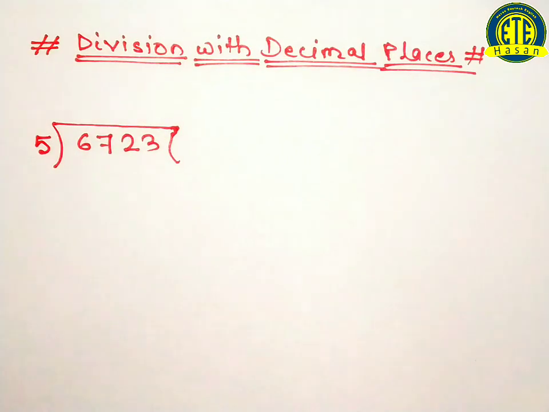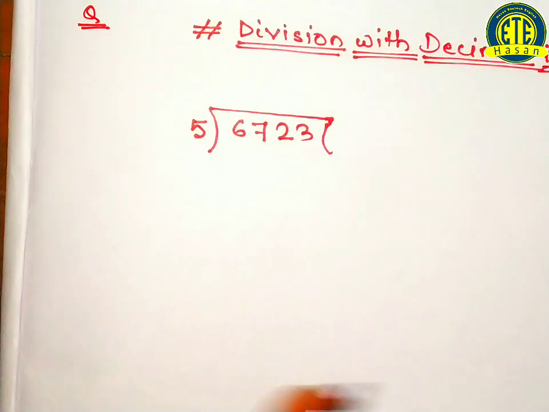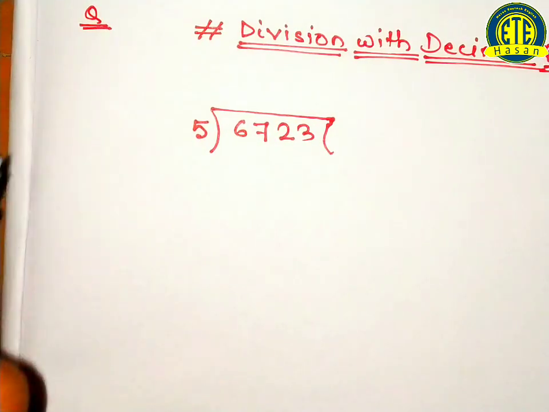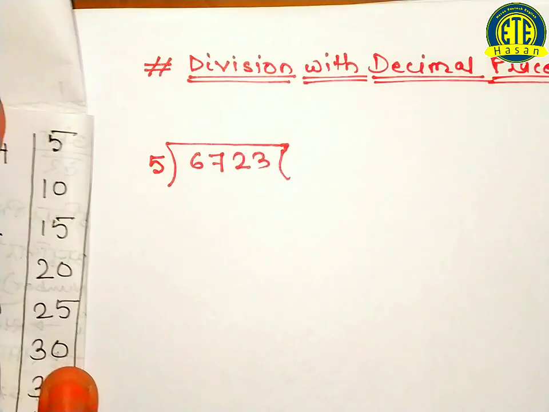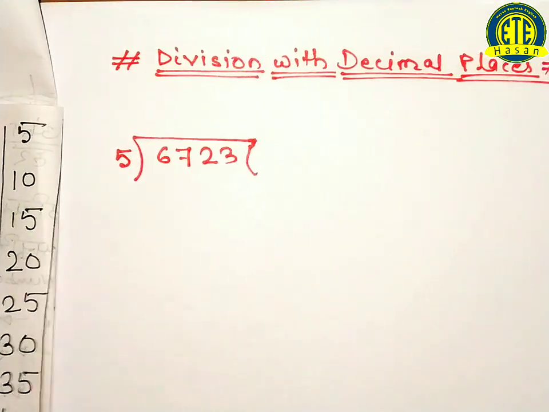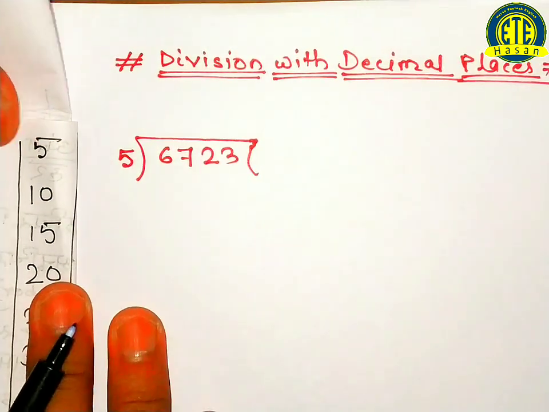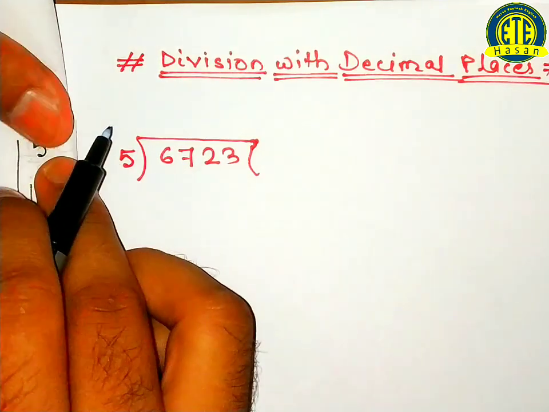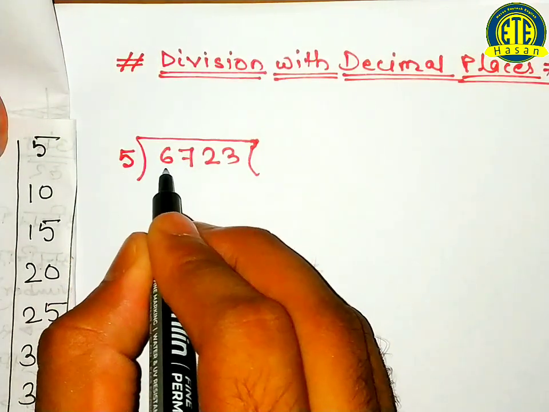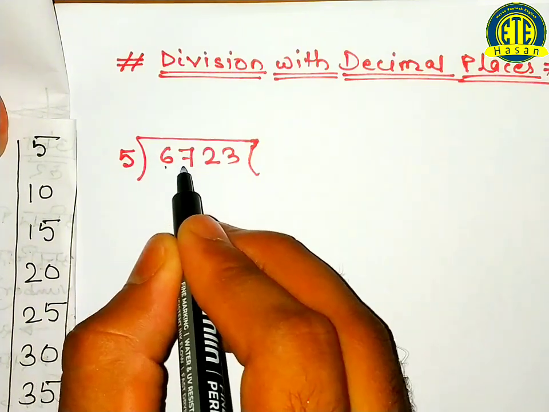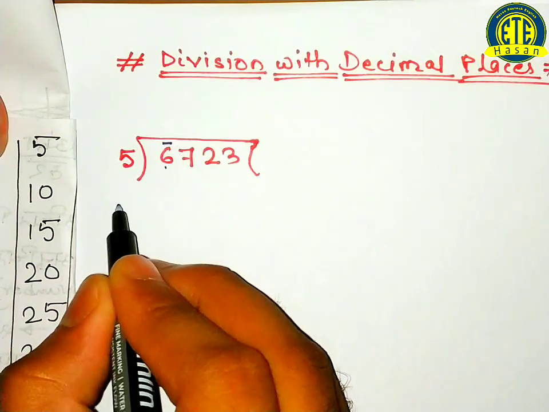So for this kind of example, we have to remember the table of 5. For this kind of example, I will use the table of 5. Here is the table of 5. Okay, so let's start. Here is the single digit. So I will take a single digit from here. Here is the 5. Here is the 6 we have.